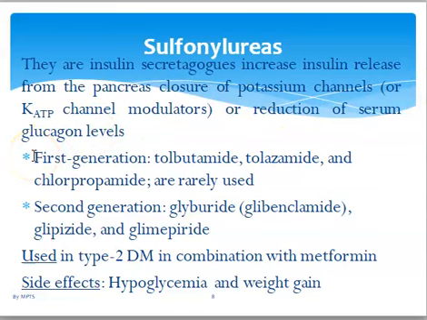Now they are classified as first generation, where we have tolbutamide, tolazamide, chlorpropamide, which are rarely used today. But the common ones used today are the second generation: glibenclamide or glyburide, glipizide, and glimepiride, which may be available in combination or as single drugs, even double strength, mostly in combination with other drugs. Now, they are used in type 2 DM in combination with metformin. Side effects we have are hypoglycemia and weight gain.